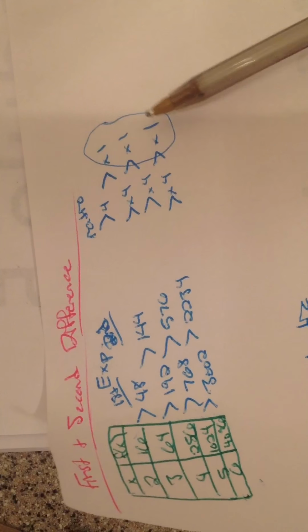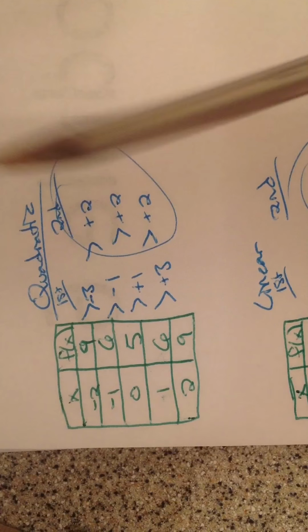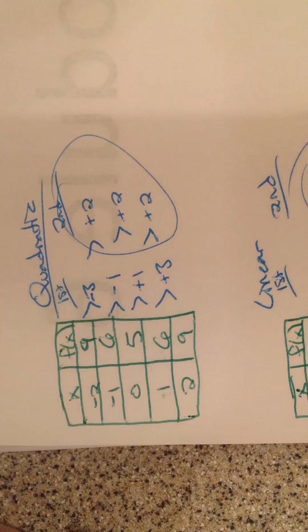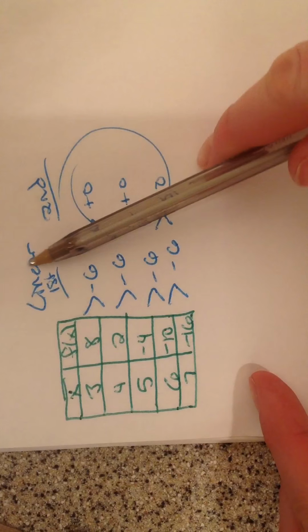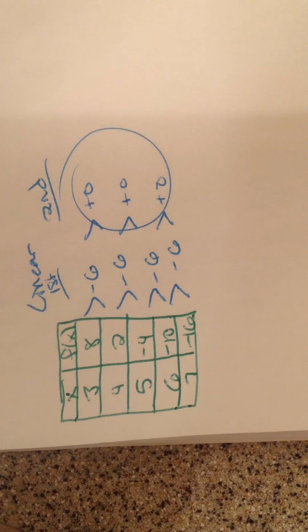So in ratios with exponential, we always get a times 1 on our second time. In quadratic, second difference will always be add 2. And in linear, second difference will always be adding 0. So they always have this pattern from a table.